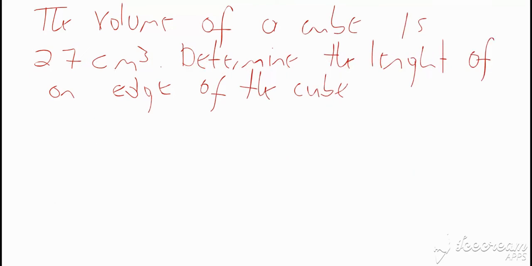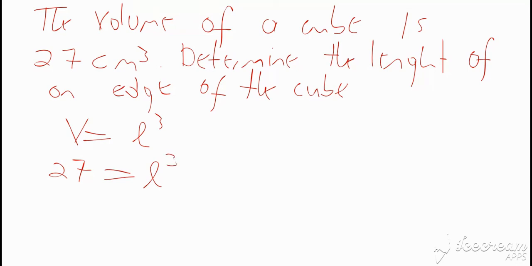Here's a second example, guys. The volume of a cube is 27 cubic centimeters. Determine the length of an edge of the cube. So we simply start by writing the formula, which is volume equals L cubed. The volume here is 27, so we're going to have 27 equals L cubed.